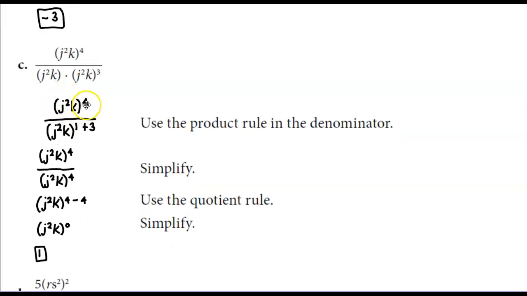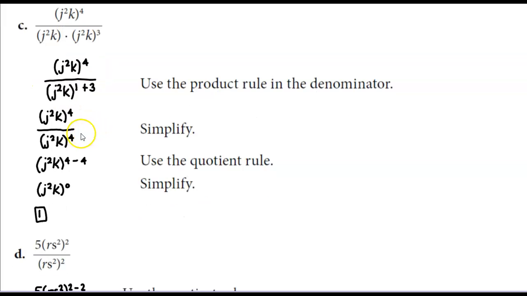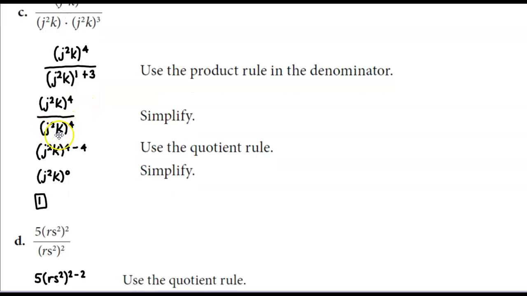In our numerator, it stays the same, j squared k to the power of 4. In the denominator, it becomes j squared k. Since they're the same base and we're multiplying them, we have to add our exponents. We get 1 plus 3. So when we add 1 plus 3 in the denominator, it now becomes j squared k to the power of 4.